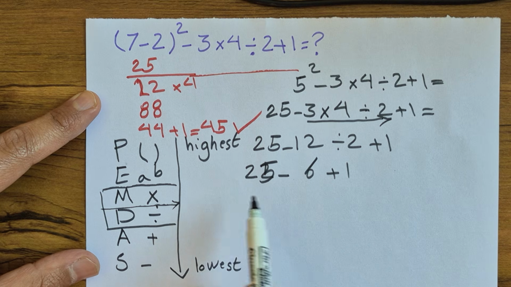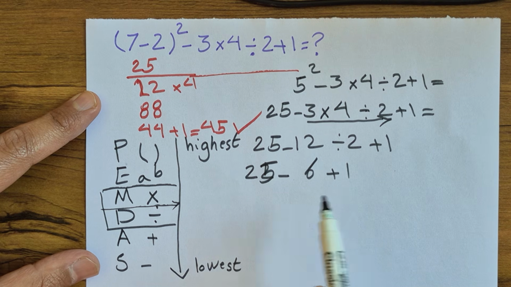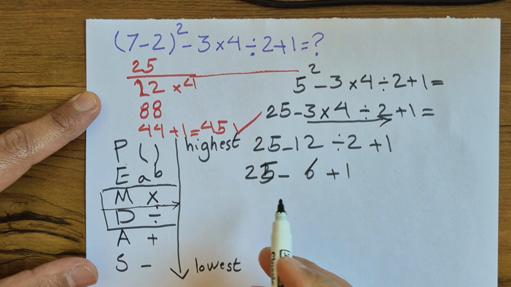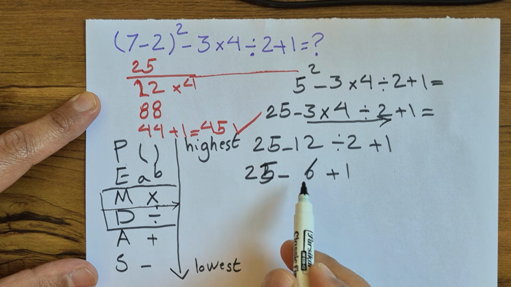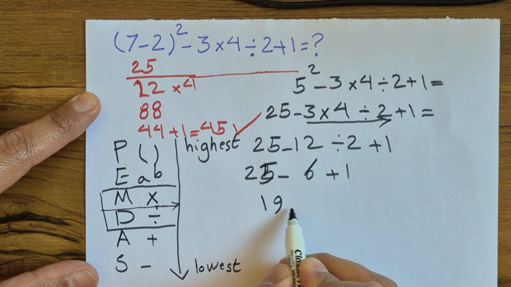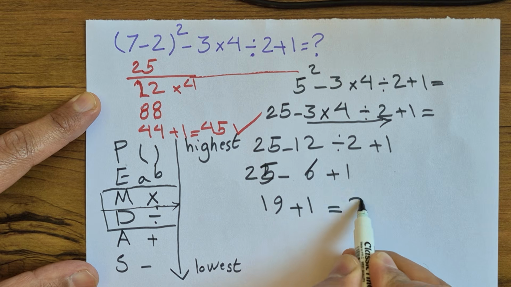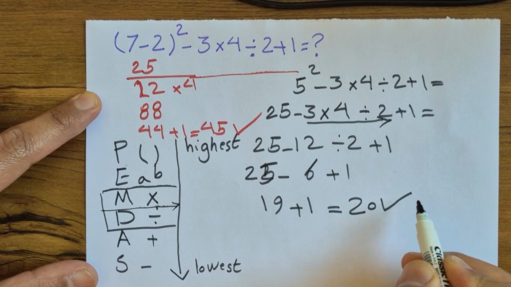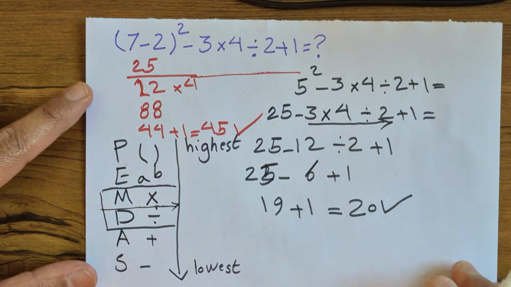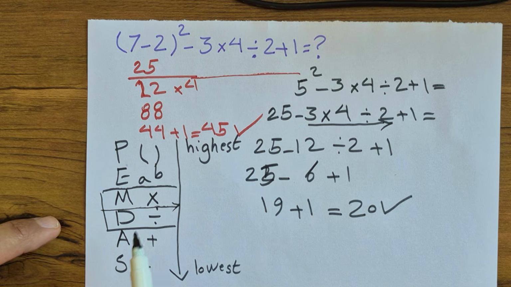Now we just have addition and subtraction, and you can just go from left to right. So 25 minus 6 is 19, and 19 plus 1 is 20. And that's the correct order of operations according to PEMDAS.